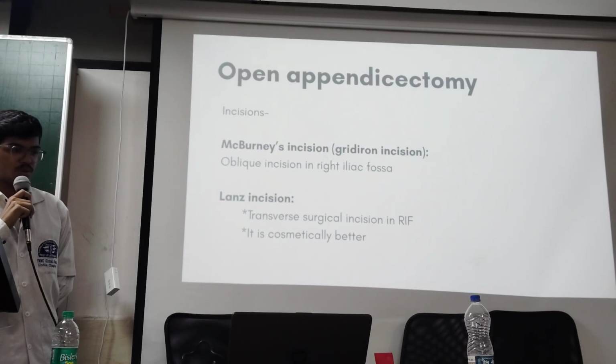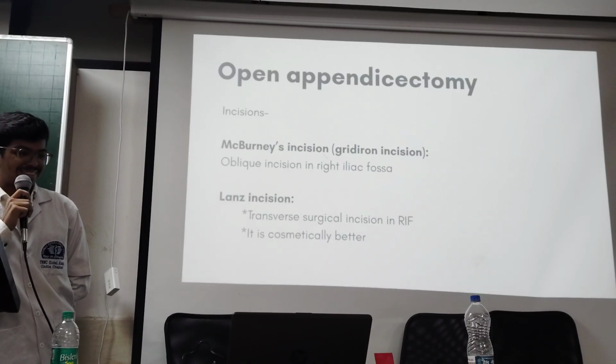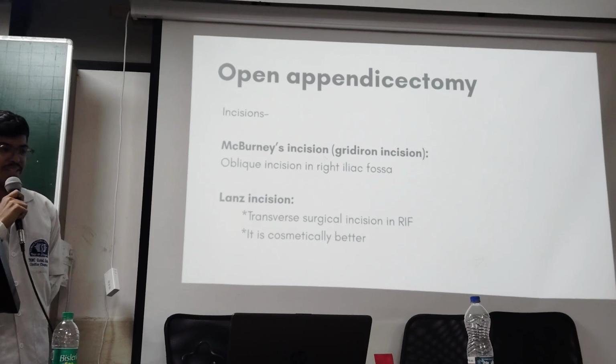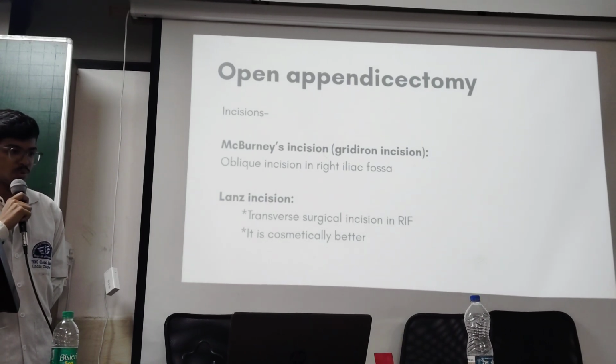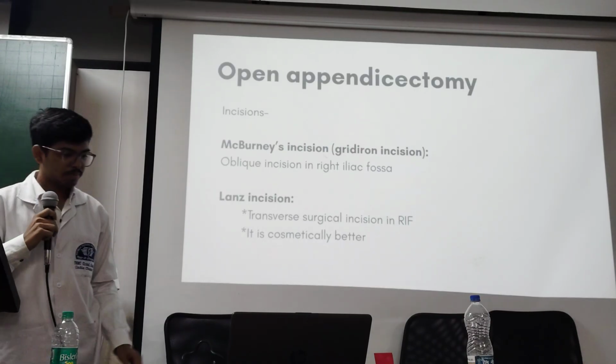Then open appendicectomy. There are two incisions, McBurney's incision and Lanz's incision. McBurney's incision is an oblique incision in the right iliac fossa, and Lanz's incision is a transverse incision in the right iliac fossa, and it is cosmetically better.